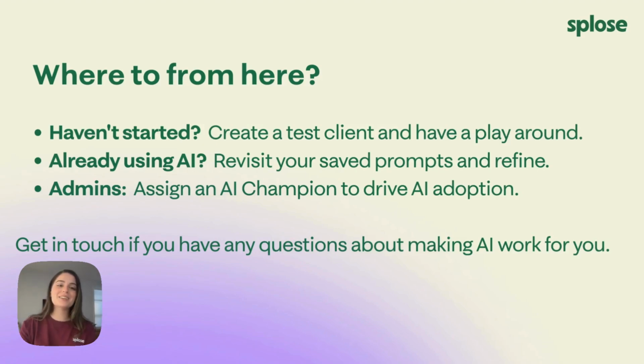It's really valuable. But if you are already using AI, the first thing that you might want to do is start to revisit your saved prompts, maybe start to refine them and add some of the tricks that we talked about today. If you're an admin, assign an AI champion. If you've got someone in mind, it definitely helps. And if you haven't already had a session with them on Splose AI, I would definitely recommend setting it up. And as always, if you have any questions about making Splose AI work for you, we are always here.